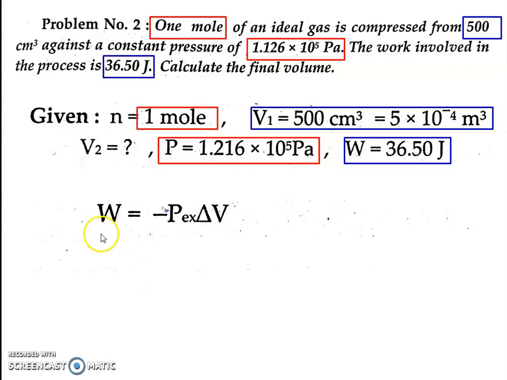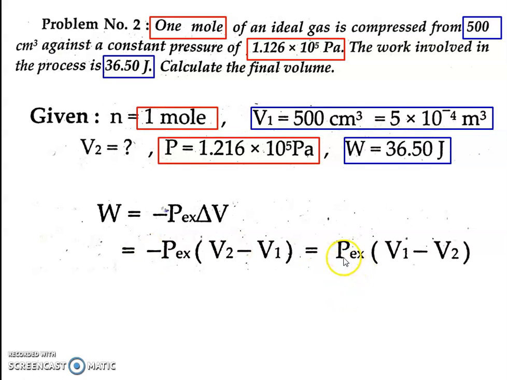And the formula is, W is equal to minus P external into delta V, or it is equal to minus P external into V2 minus V1. Delta V means V2 minus V1. So it is equal to P external into V1 minus V2. Because of this minus sign, the signs of V2 and V1 are reversed, and therefore W equals P external into V1 minus V2.